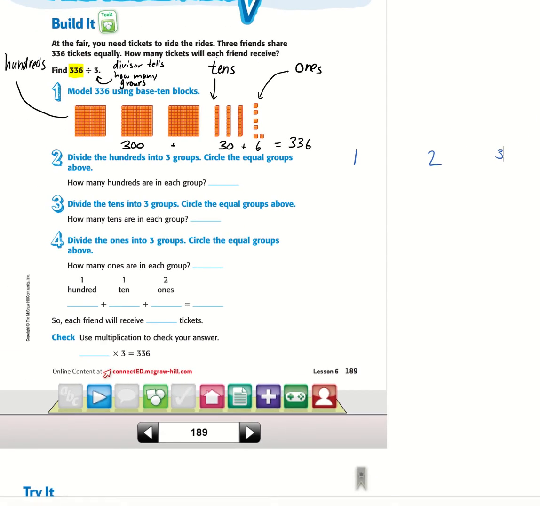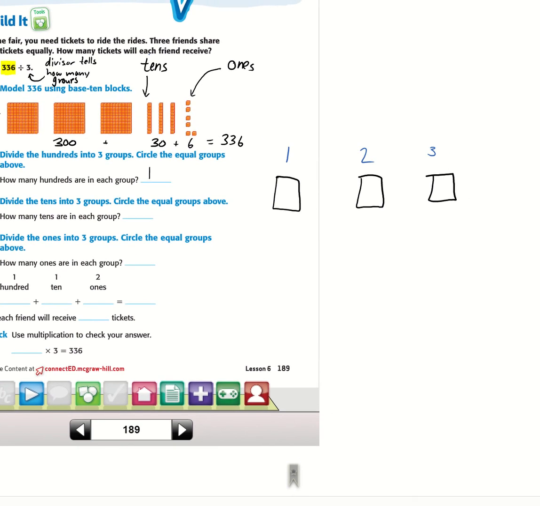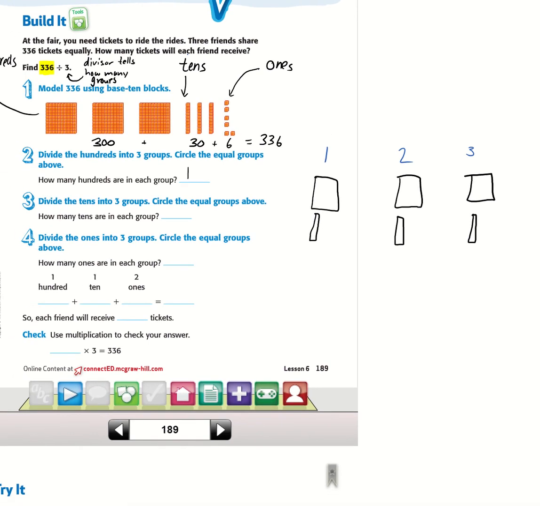It says divide the hundreds into 3 groups. So I have 300, so I can put 100 in each group because I still have a total of 3. So how many hundreds are in each group? 1. Divide the tens into 3 groups. So I have 3 tens, so I can put 1 ten in each group. So it says how many tens are in each group? We have 1 ten in each group.